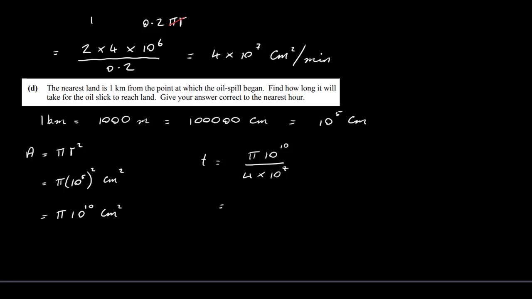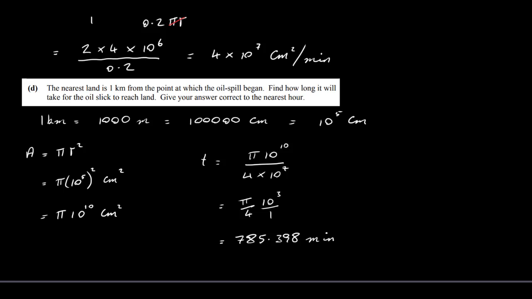So that's just going to give us pi over 4 here, and the 10 to the power of 10 divided by 10 to the power of 7 is just going to be 10 to the power of 3. Subtract the powers, and when you work that out, you get 785.398. And remember, we're talking about minutes here all the time. We've converted everything to minutes.